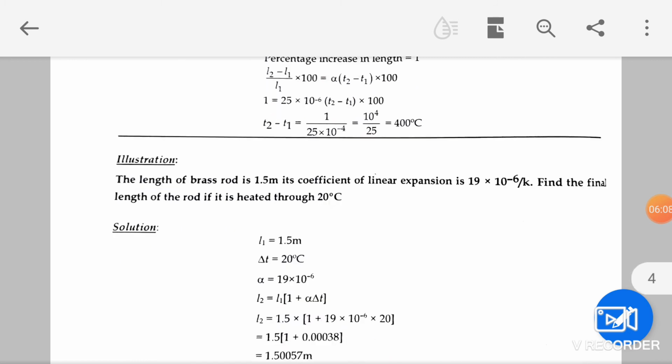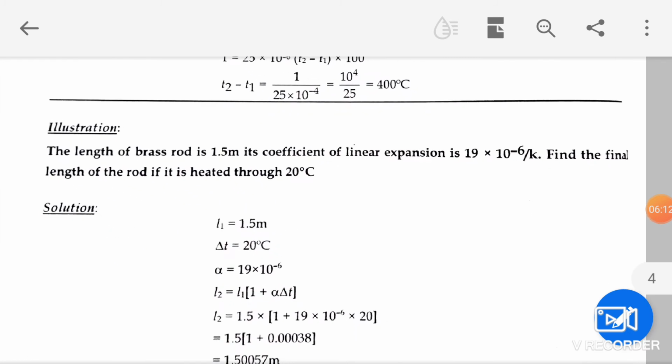So we will take another, similar example. The length of a brass rod is 1.5 meter, so L is given as 1.5 meter. The coefficient of linear expansion, alpha, is given as 19 into 10 to the power minus 6 per degree Kelvin. Here the Kelvin scale is used instead of degree centigrade.